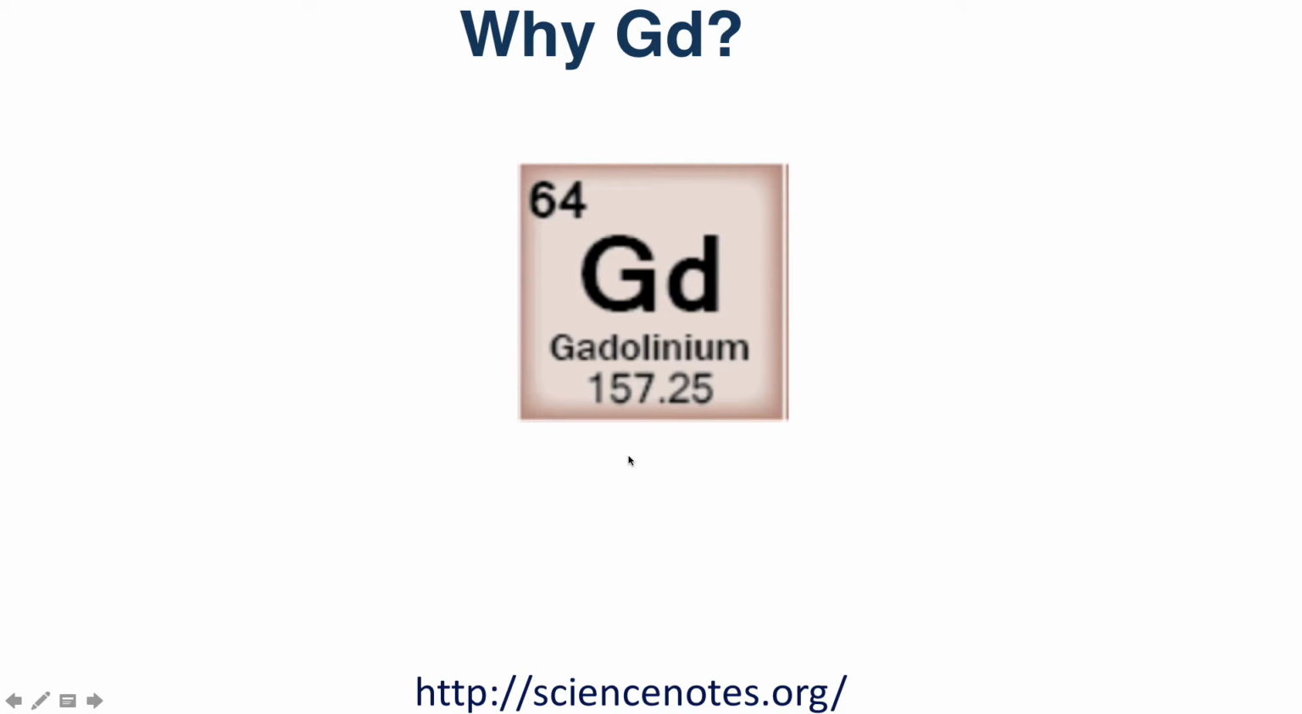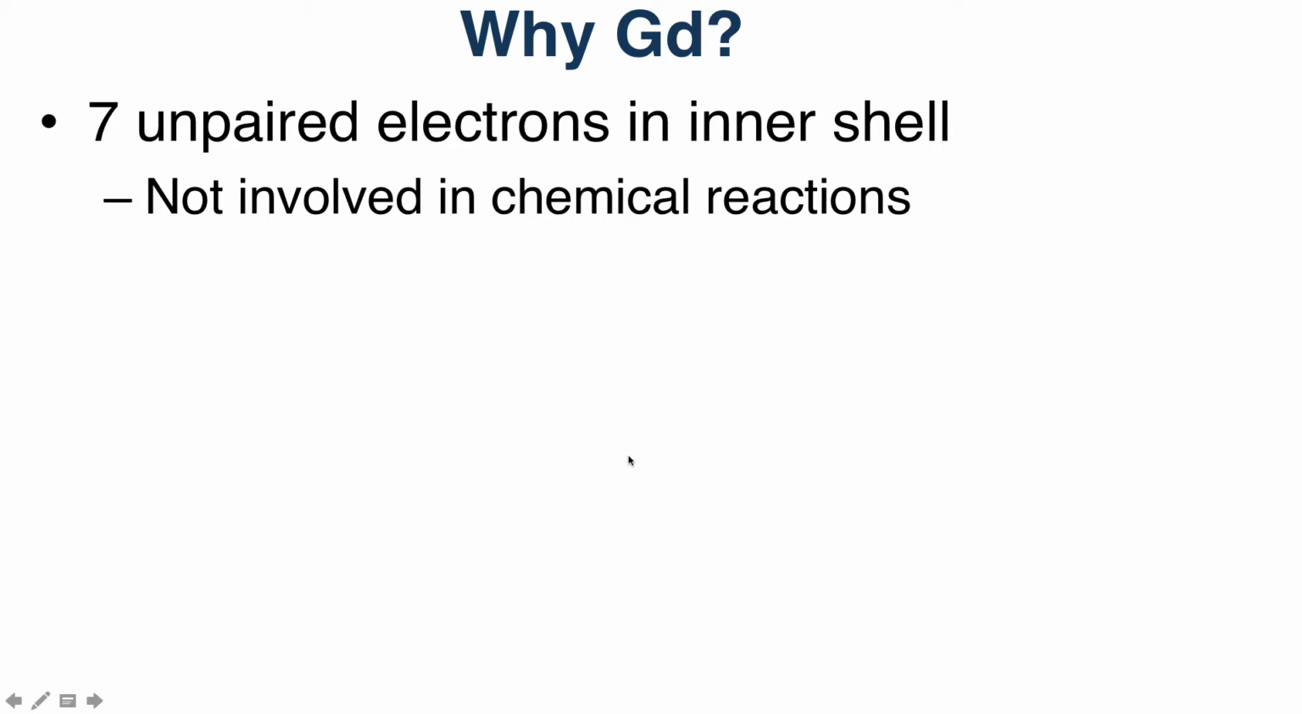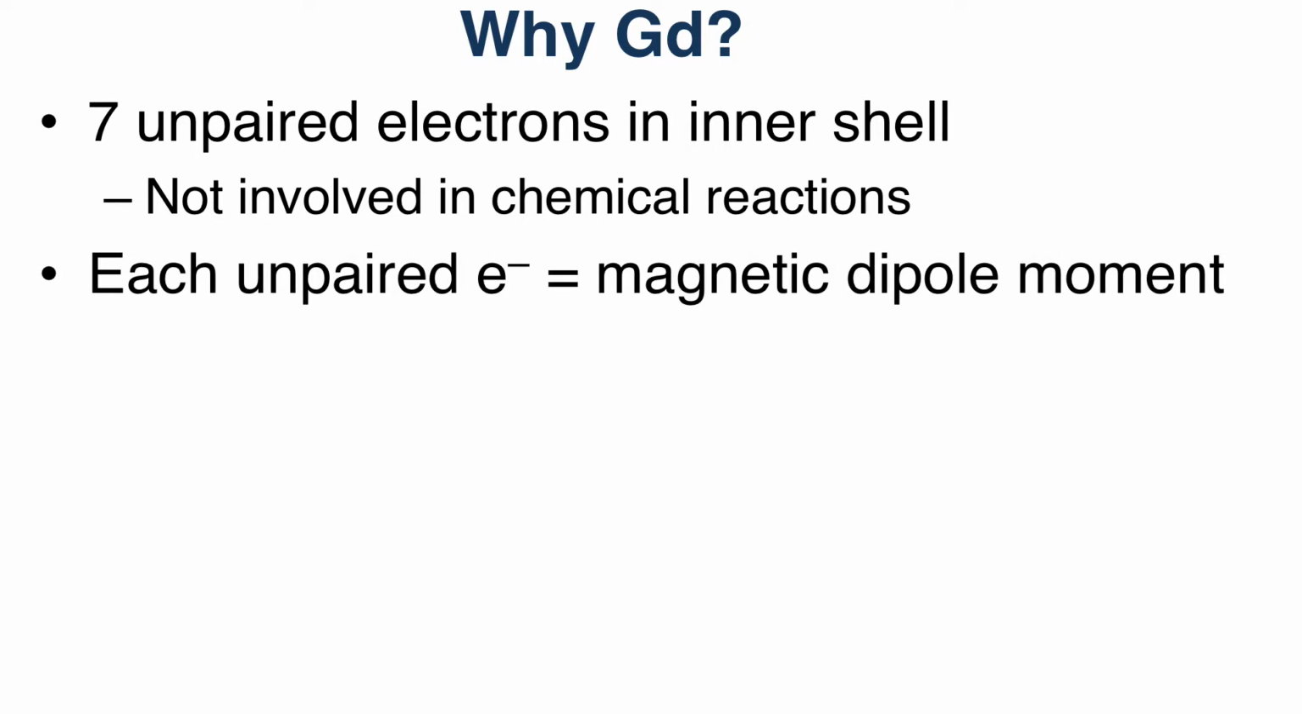So why are we picking gadolinium? Well, the reason we pick gadolinium is that it has 7 unpaired electrons in its inner shell. What does that mean? Well, these are electrons that are not involved in chemical reactions, so they're always unpaired. It doesn't matter whether you put gadolinium on DTPA or DOTA or BOPTA or whatever, you always have these 7 unpaired electrons. Okay, that's sort of helpful, but I still don't understand. What does an unpaired electron do? How does that help me?